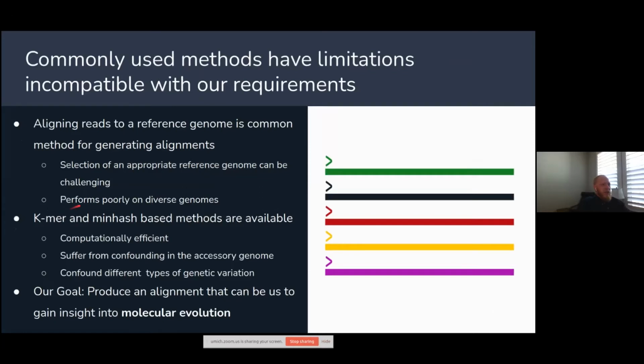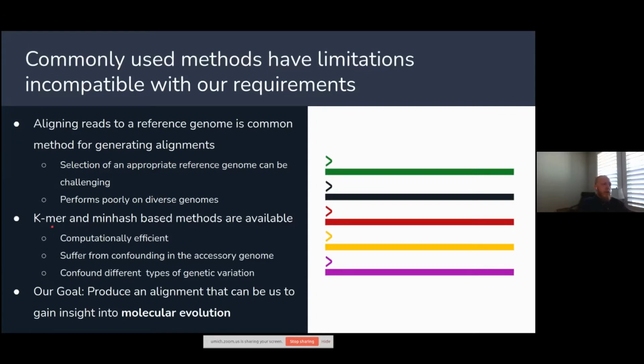So commonly used methods for generating alignments, which can then be used to build phylogenetic trees, as in human genetics, involve aligning reads to a reference genome. But selecting an appropriate reference genome for bacteria is a bit of a challenge because, as I said earlier, there can be so much genetic diversity within a species. Picking the best reference genome for your isolates is not an easy task. And additionally, even within a species, when there are very diverse genomes, this can perform really poorly because the scale of the genetic diversity amplifies the probability of mismatched reads.